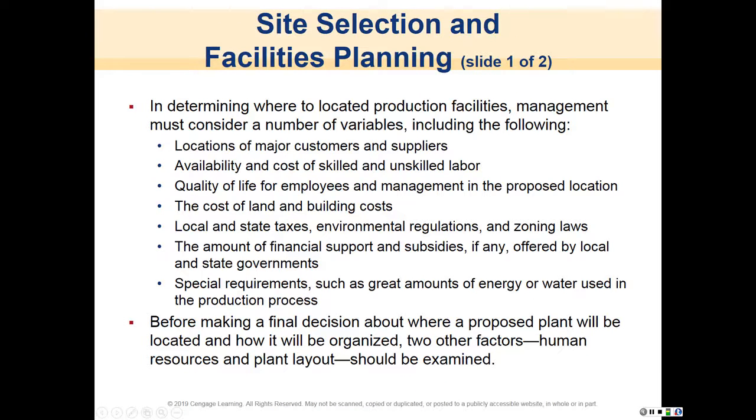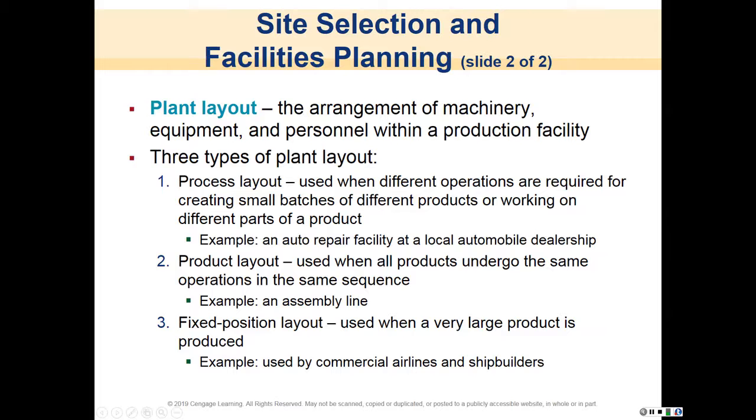So, the next thing we have to decide is what's called a plant layout. So there's kind of three different ways we can set up our production facility or our production plant. Okay, one is called a process layout.